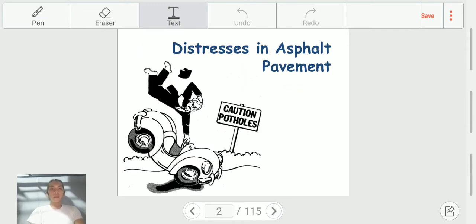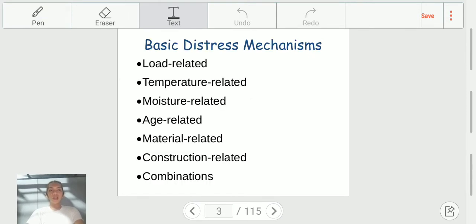First, distress in asphalt pavement. We have seven basic distress mechanisms. First, I'm going to discuss what pavement distress is. The term pavement distress refers to the conditions of the pavement surface in terms of its general appearance. For example, cracks can be further described as generalized, transverse, or longitudinal, and pavement surface disintegration can be observed as raveling.